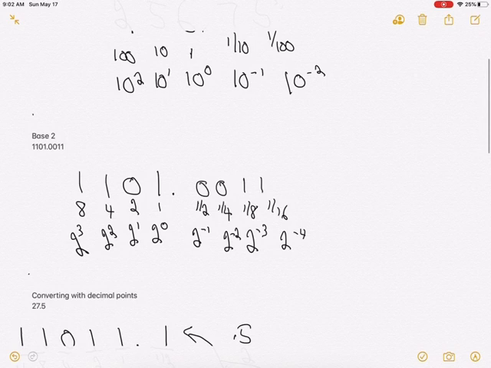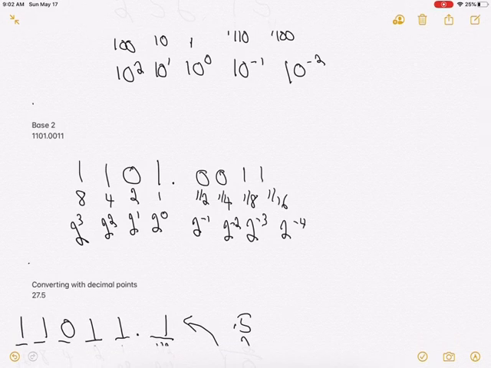Okay, let's go up here. How about a base 2 number? 1101.0011. Let's go to the left of the decimal point. 1 eight, 1 four, 0 twos, 1 one. Okay, that's going to be equivalent to 13, right? You know that, 13: 8, 4, and 1. But what about this 0.0011? This says 0 halves, 0 fourths, 1 eighth, 1 sixteenth.